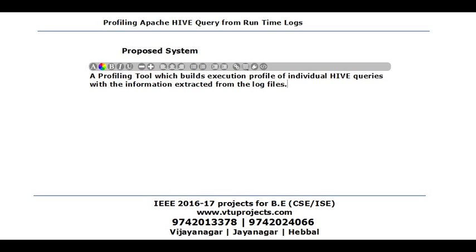Okay, so what did you actually mean by an execution profile? Execution profile means the collection of all this information, like the performance related information, the time taken, the amount of CPU used, and some MapReduce details, etc. Okay, so this is the system that we are going to develop in this particular project.